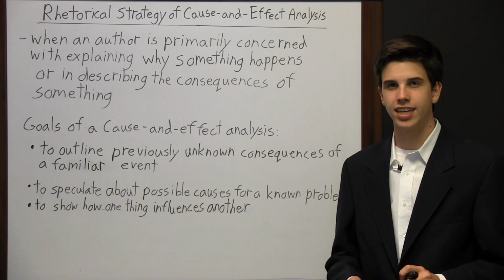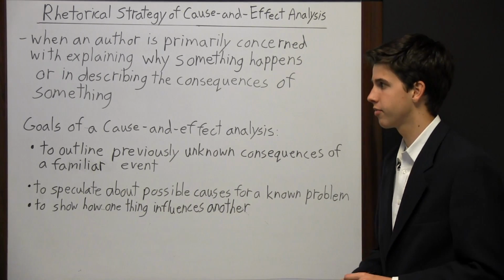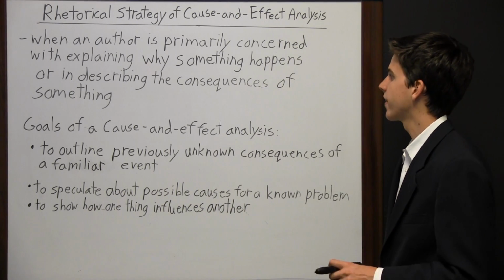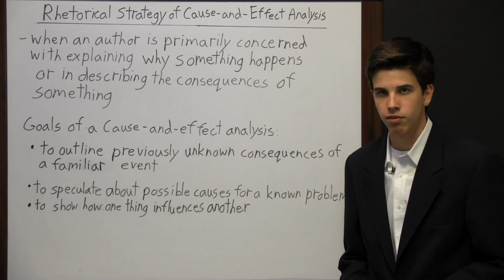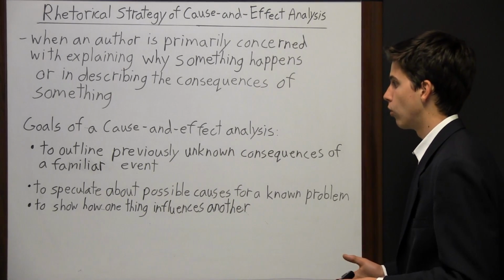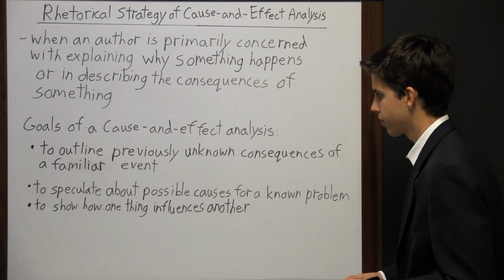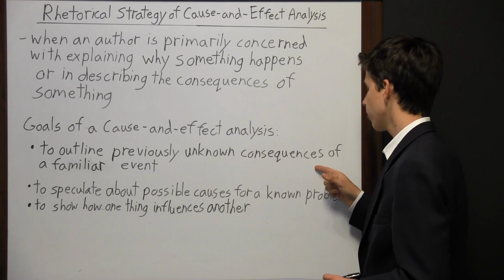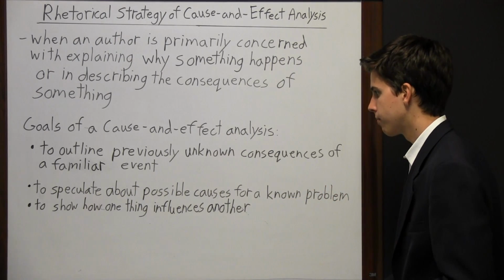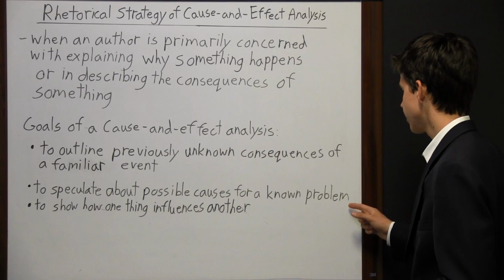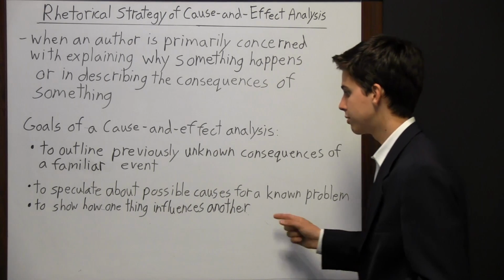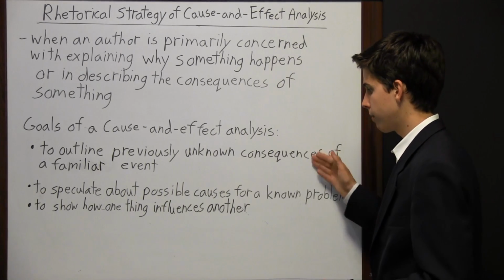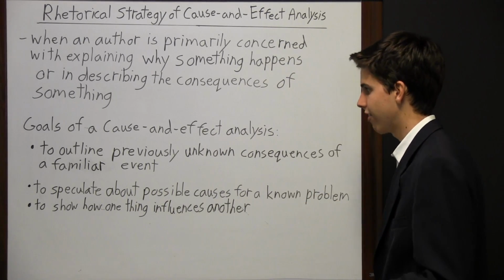When an author is engaged in a cause and effect analysis, the author is primarily concerned with explaining why something happens or describing the consequences of something. Authors have different goals in a cause and effect analysis, but there are three common goals a writer may have. One is to outline previously unknown consequences of a familiar event. Another is to speculate about possible causes for a known problem. And a third common reason is to show how one thing influences another. A writer may pick any of these reasons to write a cause and effect analysis.